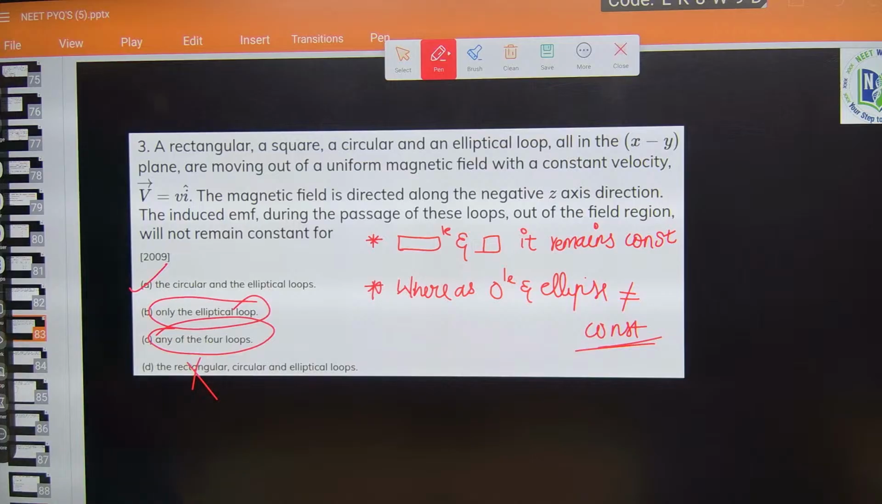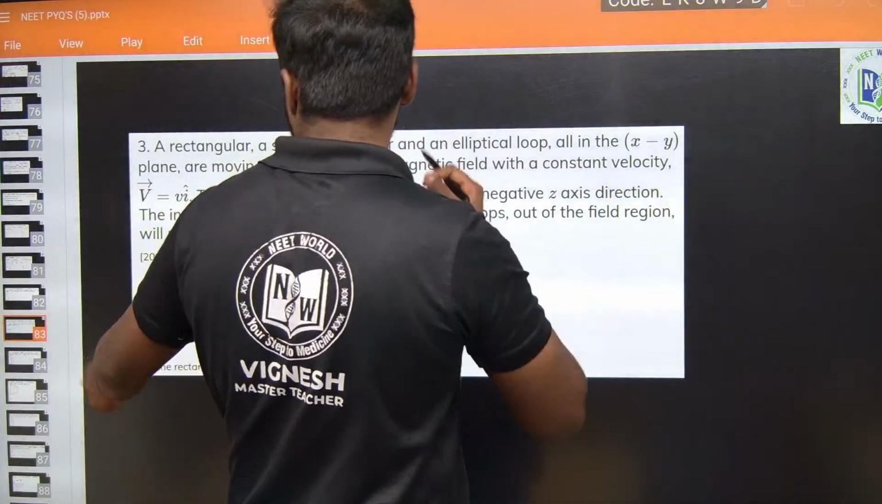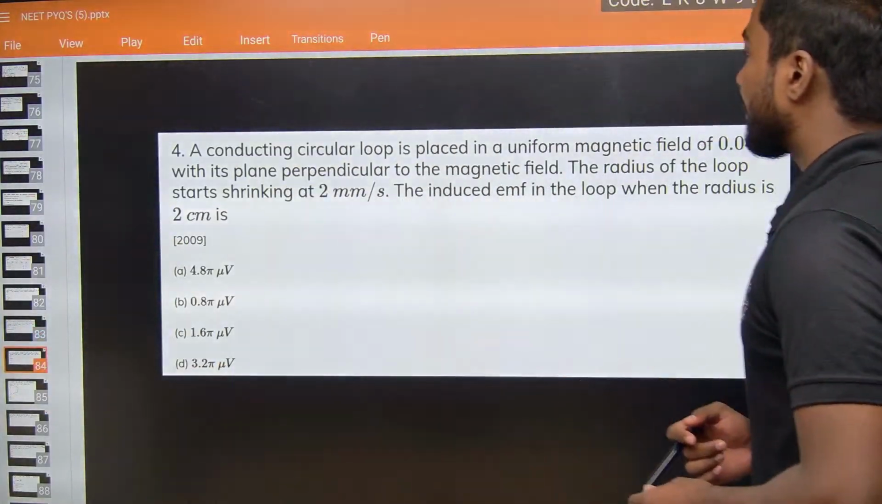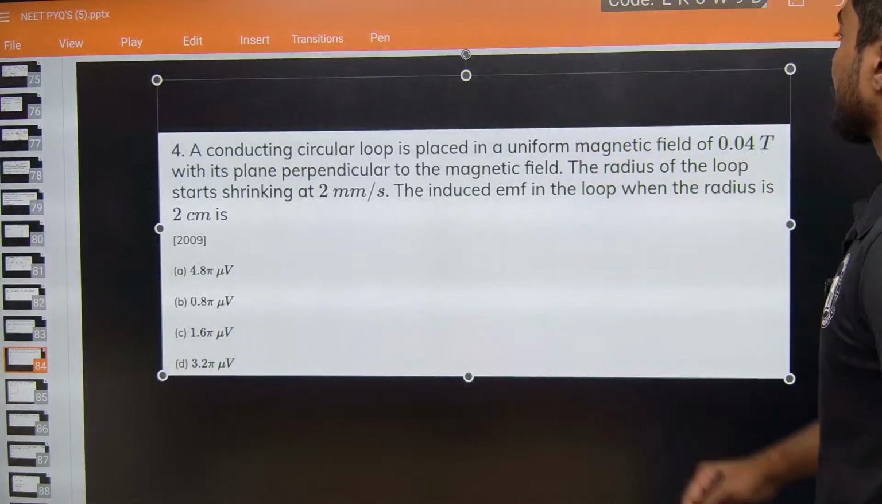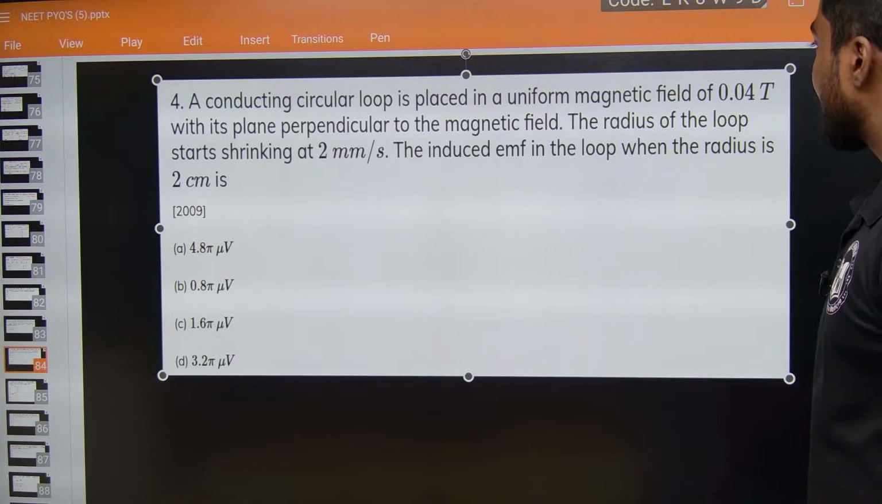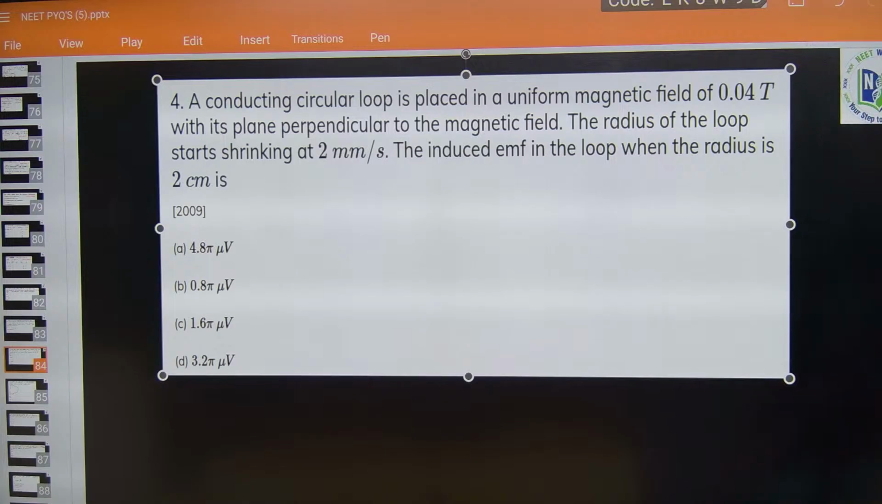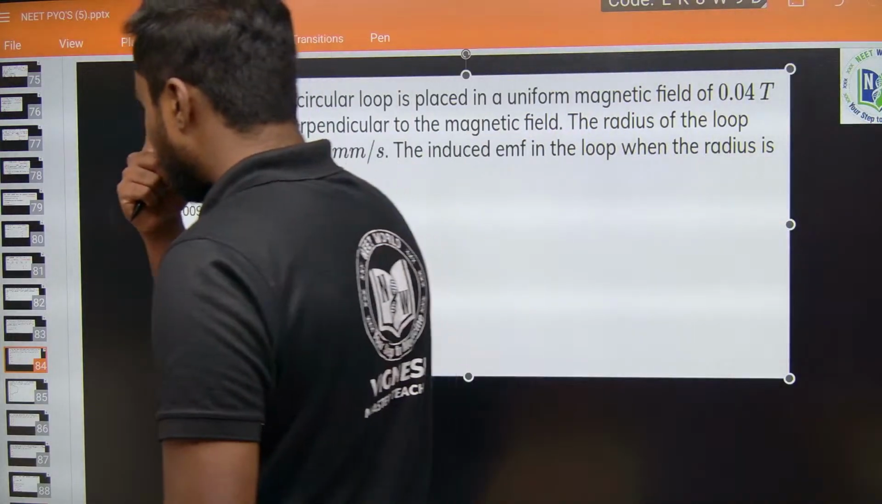Okay, we'll go for the next question. I'll zoom it out first of all. A conducting circular loop is placed in a uniform magnetic field of 0.04 T with its plane perpendicular to the magnetic field. The radius of the loop starts shrinking at 2 millimeter per second. The induced EMF in the loop when the radius is 2 centimeter is, okay.